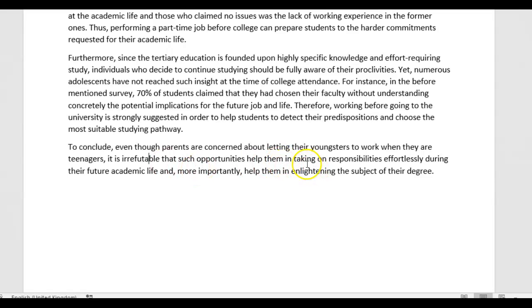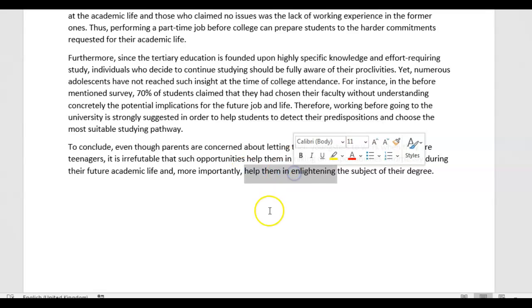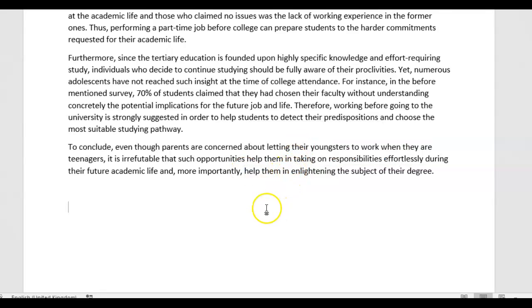Such opportunities help them in taking on responsibilities effortlessly during their future academic life, and more importantly, help them in enlightening the subject of their degree. This is not very natural use of English. Help them in choosing consciously or with complete awareness the subject of their future, the major for their future degree. Another thing here is you have a repeat, help them here and help them in here. So try to get rid of that.